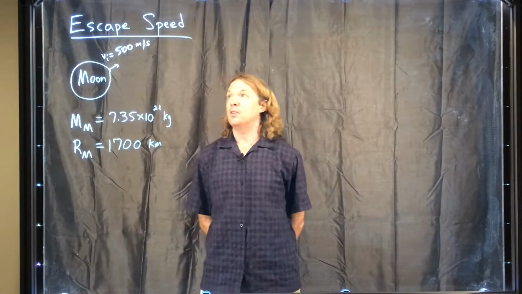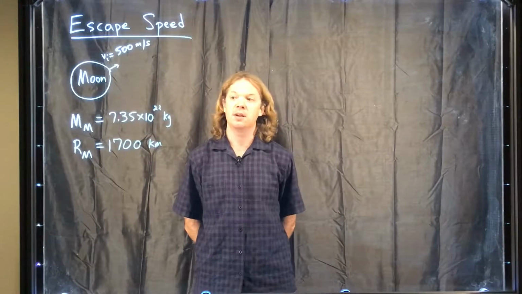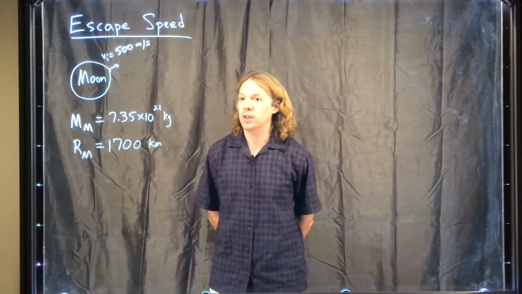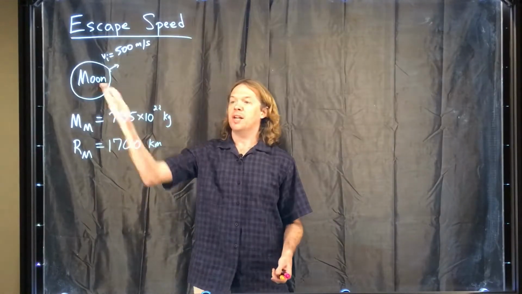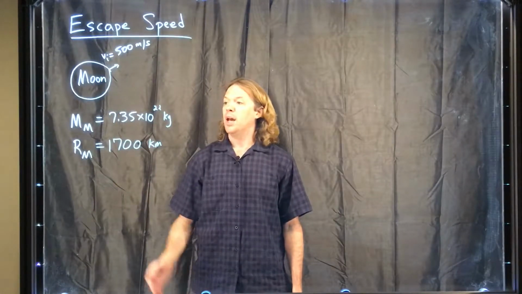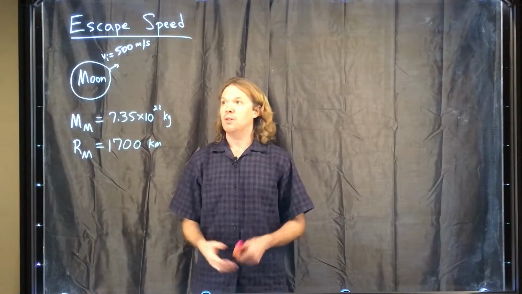This video is going to be a solution to the whiteboard escape speed. This is a rather difficult whiteboard which has to do with the universal theory of gravity. Recall that we have a projectile being launched off of the moon, and we have the mass and radius of the moon as given information.